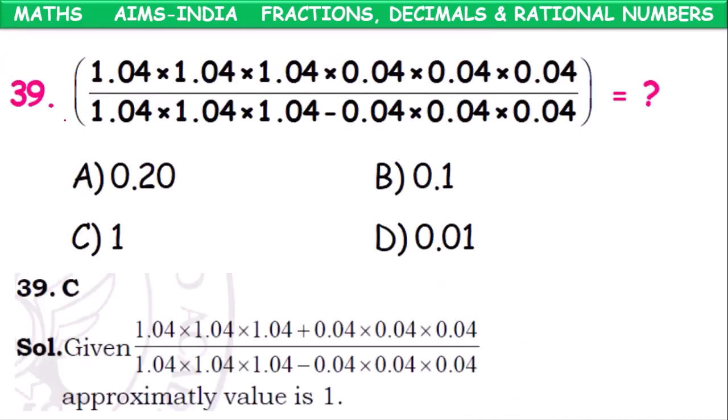Next. 1.04 × 1.04 × 1.04 + 0.04 × 0.04 × 0.04, divided by 1.04 × 1.04 × 1.04 - 0.04 × 0.04 × 0.04. In the middle we have a plus here, children. Like that we have. So what is its approximate value?